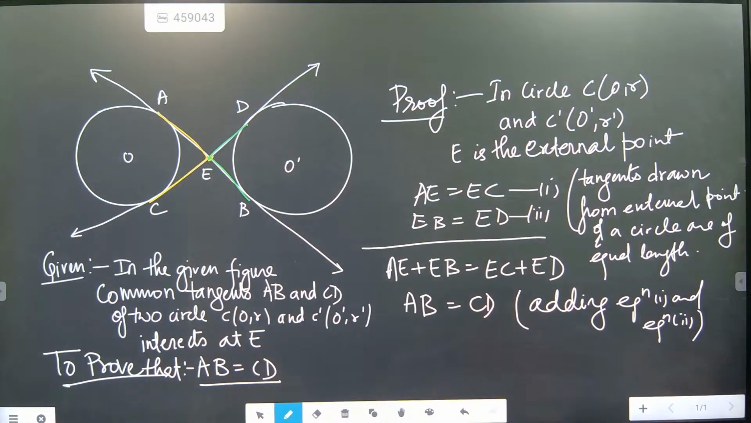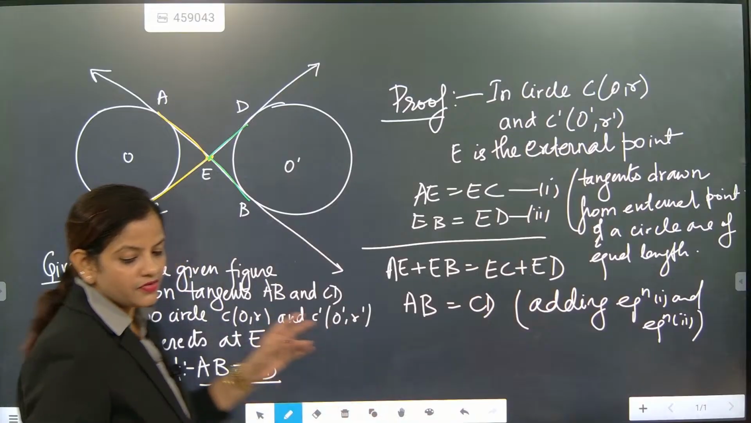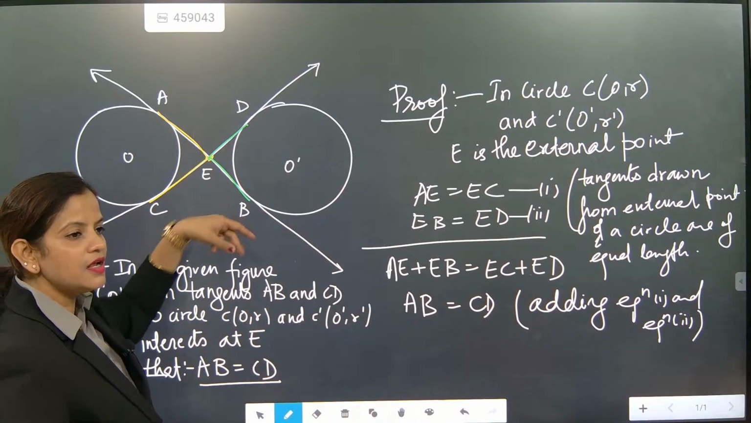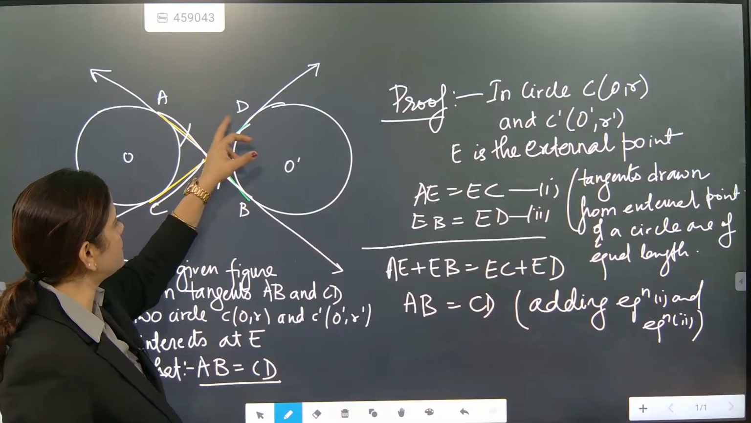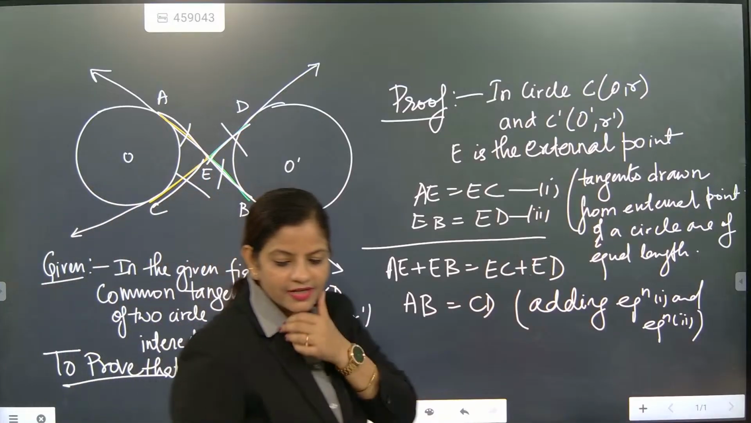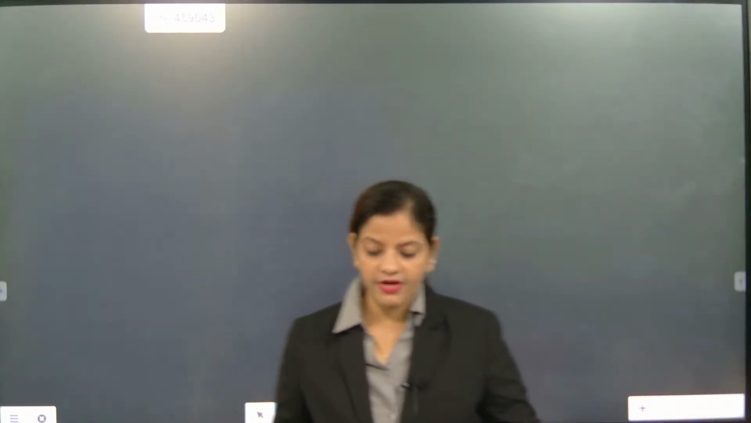Done? This is done now. So this is exactly from an external point of a circle, the tangents drawn are of equal length. This and this will be added. This will become total. This and this will be added. This will become total. So that's the answer. I hope you might have understood. So now we'll go for the next question. Get ready for it, please.